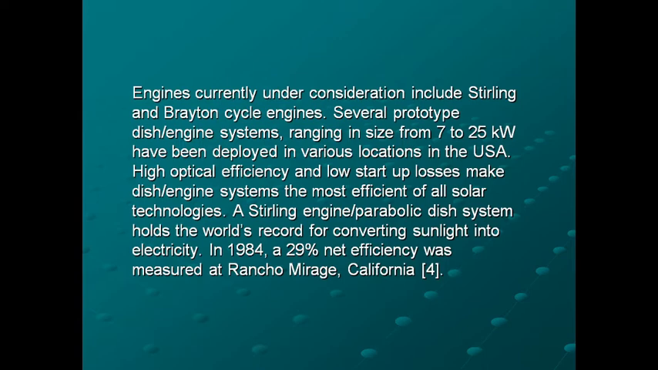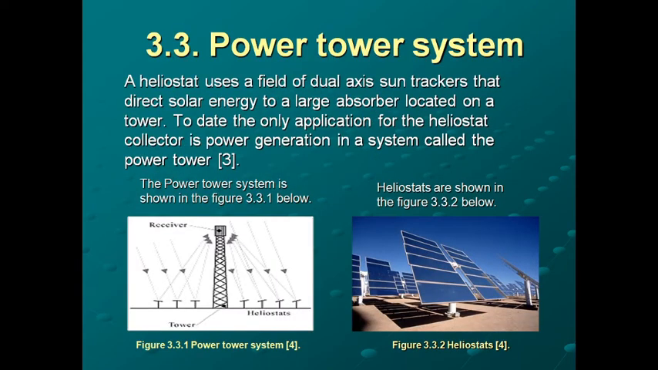Now, the engines under consideration include Stirling and Brayton cycle engines. Several prototype dish engine systems ranging in size from 7 to 25 kilowatts have been developed in various locations in the US. High optical efficiency and low startup losses make dish engine systems the most efficient of all solar technologies. A Stirling engine parabolic dish system holds the world's record for converting sunlight into electricity. In 1984, 29% net efficiency was measured in California.